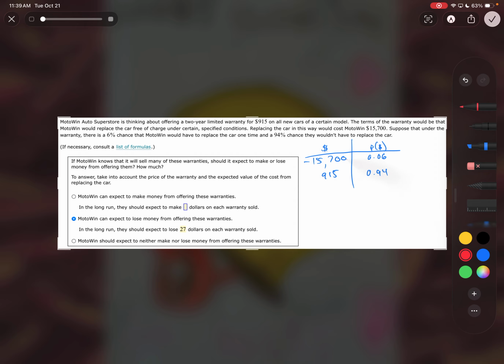Because I think the company's losing this much money. Oh, wait. I forgot one thing. Why is this number wrong? They're replacing the car for $15,700, right? But how much would they actually lose?